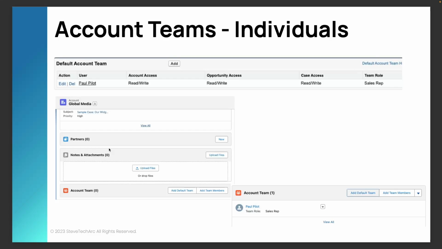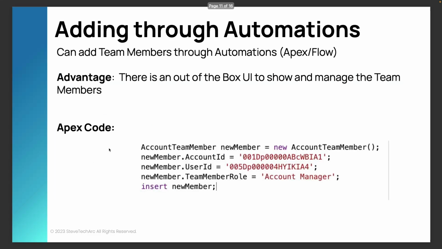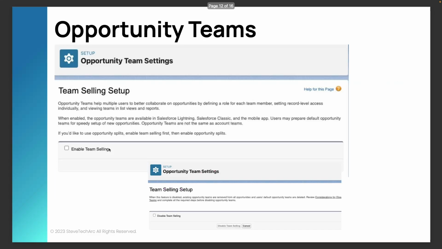So we showed how to add the default account team. We saw how we can then show it on the team. And there is the little bit of code to manage the team members. Now we're going to move to opportunity teams.